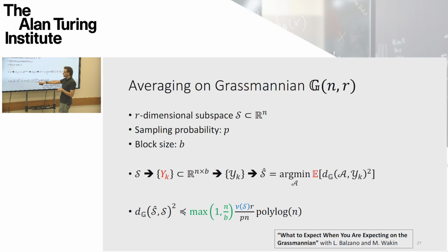If you increase n, this bias reduces. If you increase p, if you keep more and more samples, then naturally this right-hand side also reduces. Ideally, if p is 1, then these two are equal. Left-hand side is 0. This polylog n is just a small logarithmic term that depends on n. And this nu of S is some sort of coherence of the subspace. It turns out that some subspaces are more difficult to estimate, especially those that have their energy concentrated in a few of their rows.